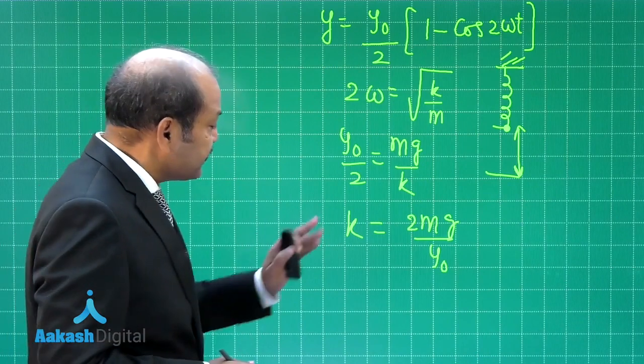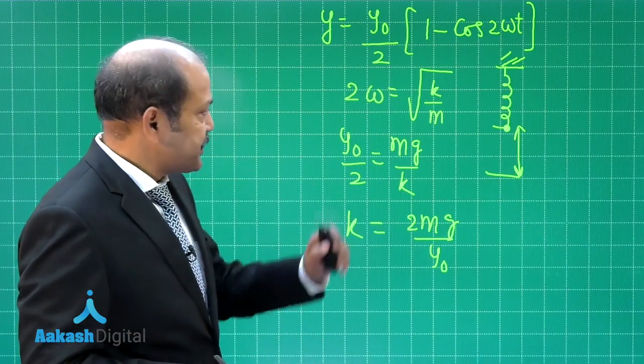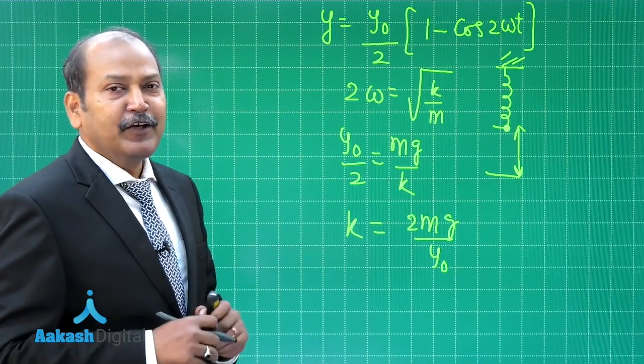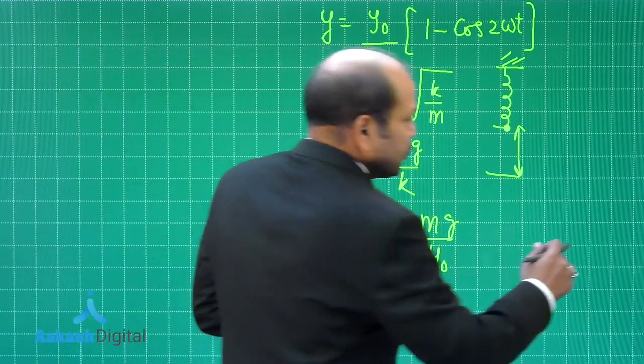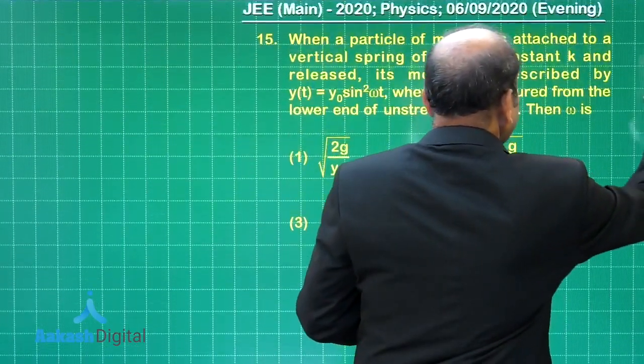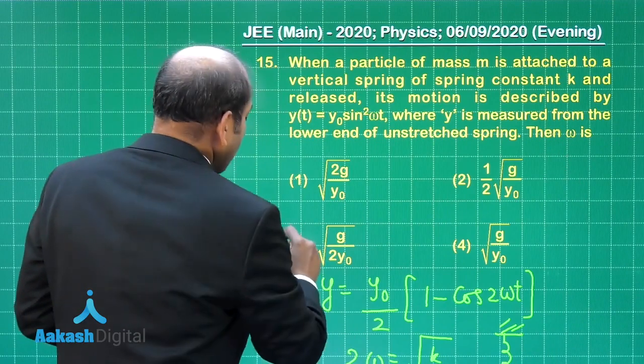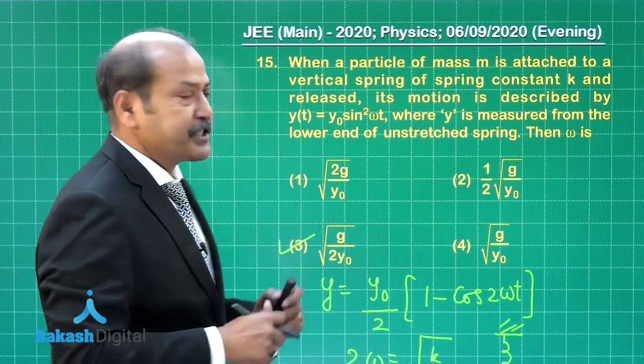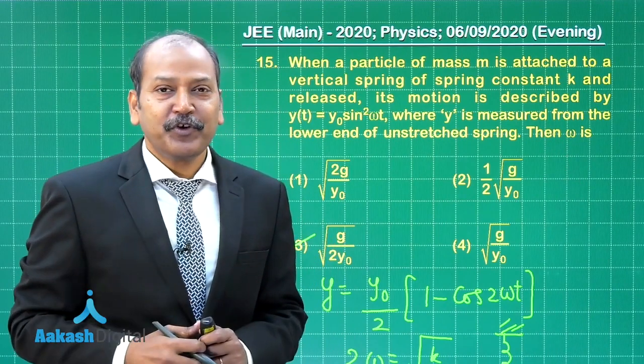Now, substituting this value of k in the expression for omega, the value of omega comes out as under root of g divided by 2 y naught. That means option 3 is correct for this question. Let us now go to question number 16.